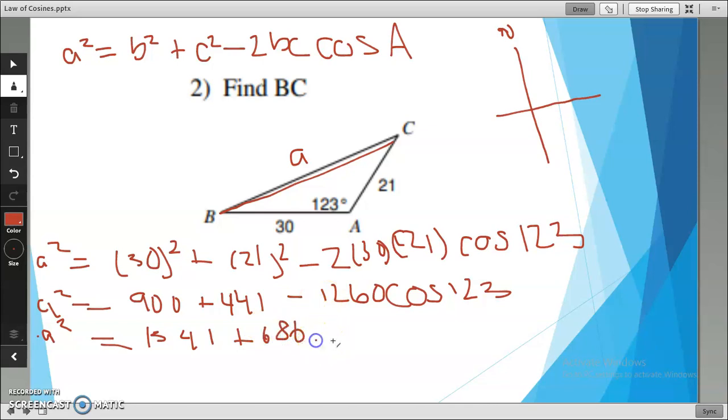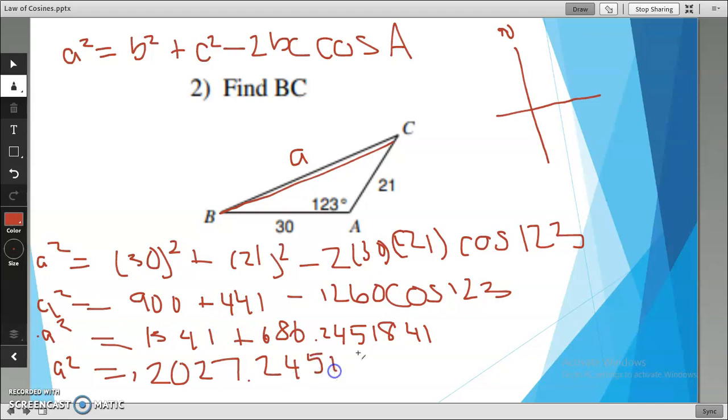686. Now, I'm including all my decimals because I keep up with them in my calculator, and you can keep up with them in your calculator also. It just gives you a more precise number. So that's why I'm trying to write as many numbers as I possibly can down, so that you understand what I'm actually putting in my calculator, because I'm not doing it in my head. So when I add those, I get 2027.2451841, and that's what a squared is equal to. I don't want a squared, I want the square root of it. So I get a is equal to 45.02. So I'm going to say 45.